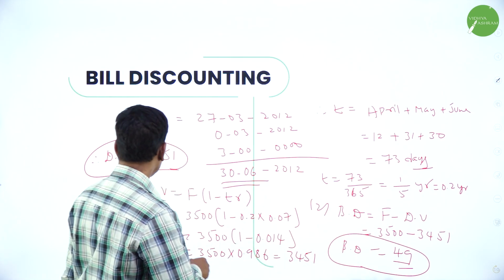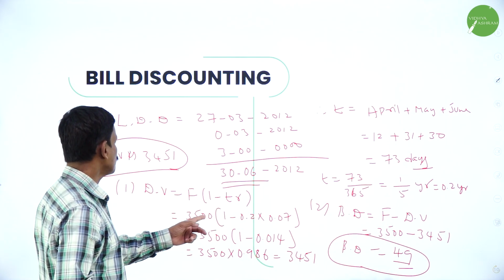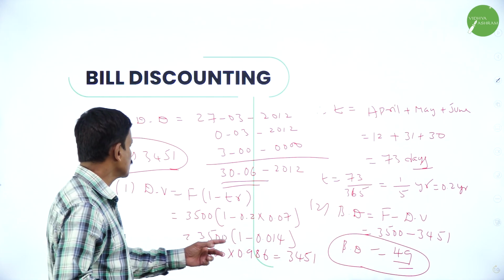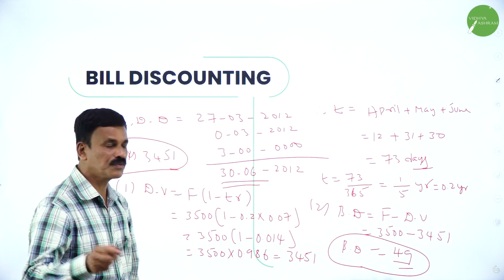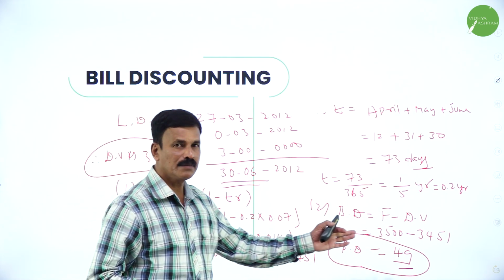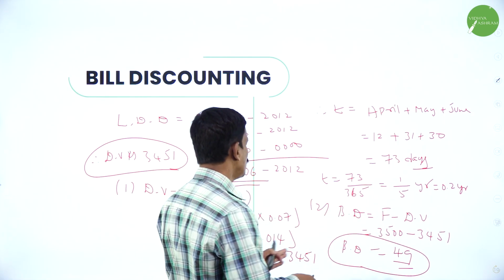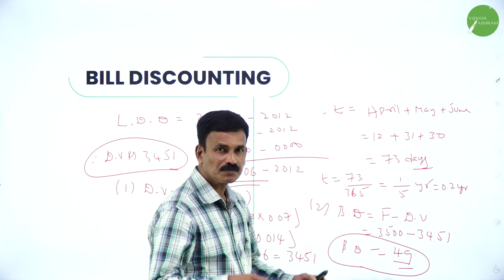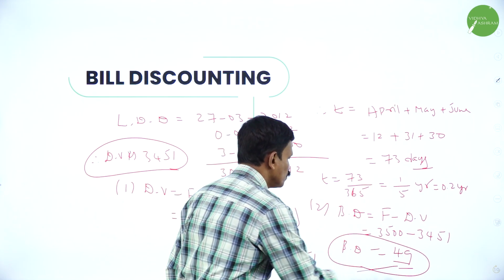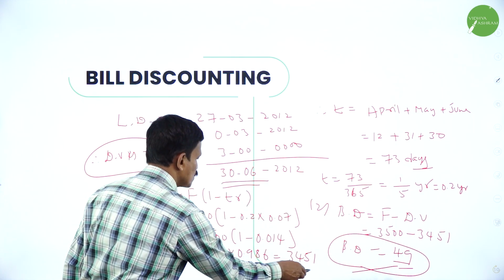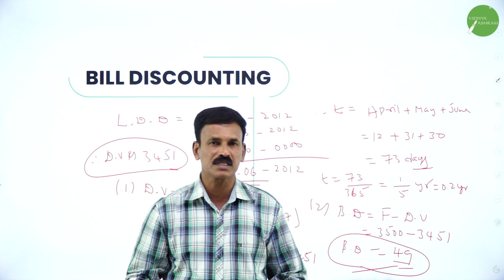So therefore, first find out the discounted value. DV is equal to F into 1 minus TR, 3500 into 1 minus 0.2 into 0.07. That's equal to 3500 into 0.986, which is 3451, the discounted value. And BD is equal to F minus DV, that is the face value minus the discounted value, 3500 minus 3451. So 500 minus 451 is 49 rupees. Therefore BD is equal to 49 and DV is equal to rupees 3451. That's it. This is how we solve this problem. Very simple. Hope you followed.